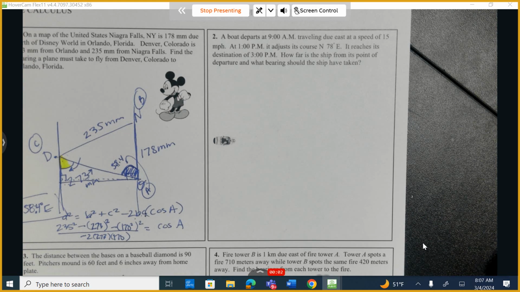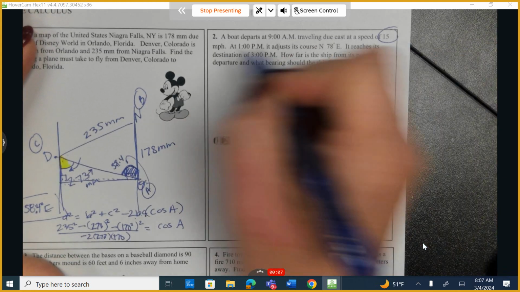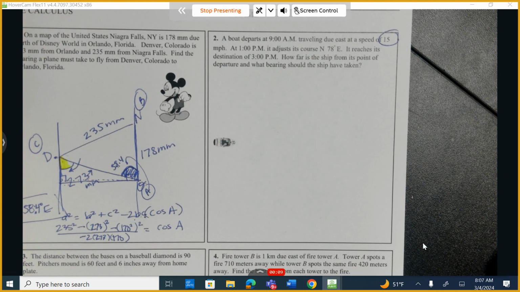A boat departs at 9 a.m. traveling due east at a speed of 15 miles per hour. That is important. At 1 p.m. it adjusts to the course at north 78 degrees east. It reaches its destination at 3 p.m. How far is the ship from its point of departure, and what bearing should the ship have taken?